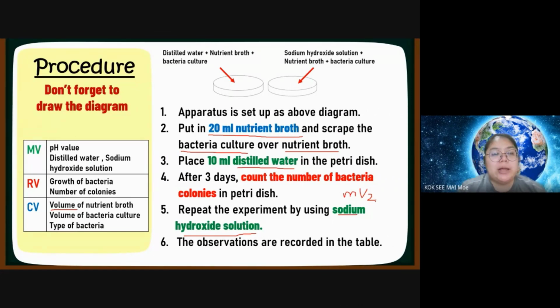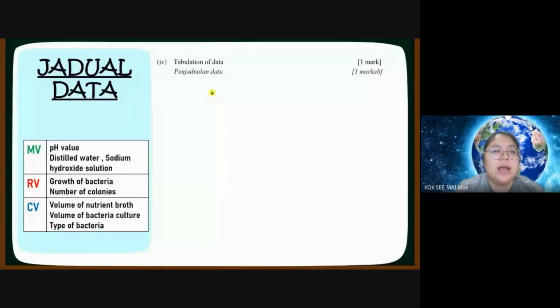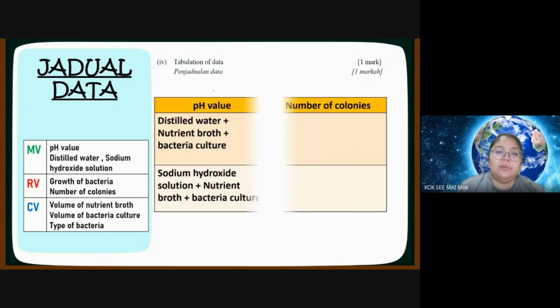Remember, the apparatus we no need to mention, just your label, then that's all. After that, number 4 should be the last one, tabulate the data. Tabulate the data means table form. So your table form has 2 columns, 1 for MV, 1 for RV. Your label for MV is pH value. Then the RV is the number of colonies.